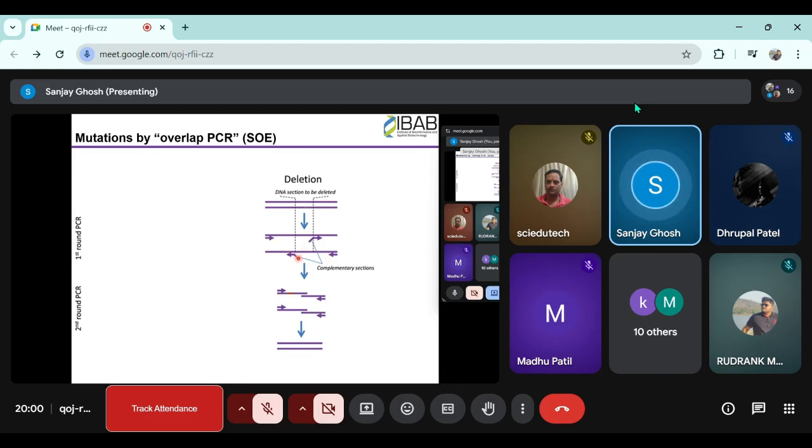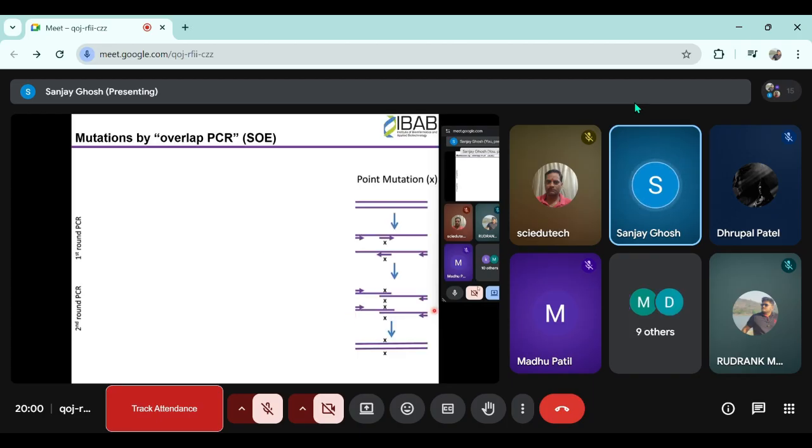I will design primers where the chimera has a complementary section between these two. That means this part will be missing. Now, if I independently do this PCR and this PCR and put it together, I will get a smaller piece of DNA. And I have deleted the middle part, right? So this is how deletion works.